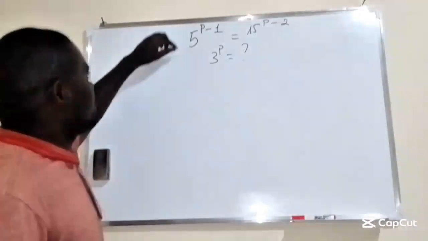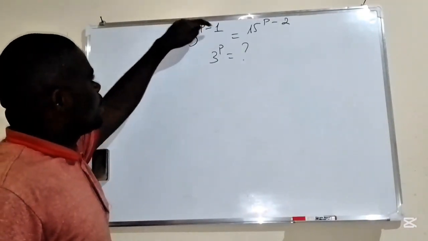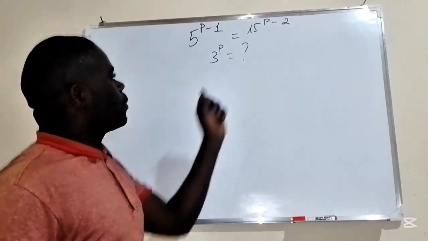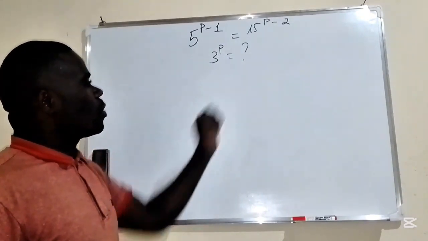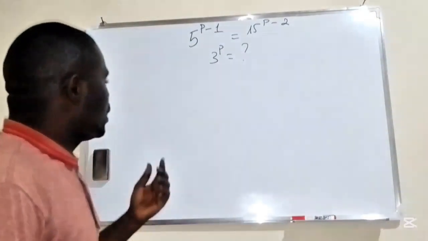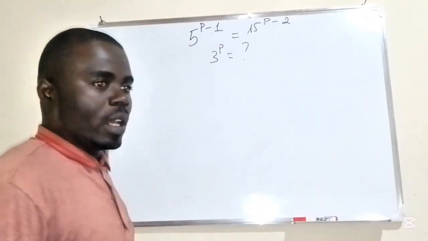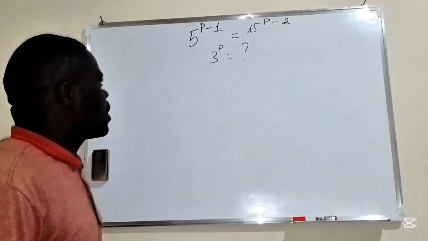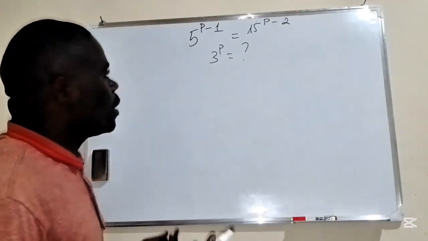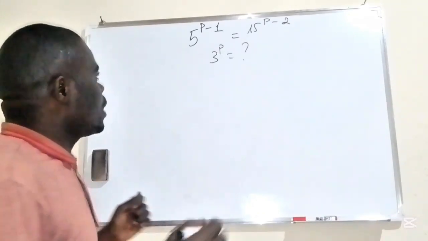For instance, look at this. We have that 5 power p negative 1 is equal to 15 power p negative 2. Then 3 power p is equal to what? So according to this, we see that it is an exponential expression or indices that we need sometimes to simplify. Then here we need to use the properties of indices.